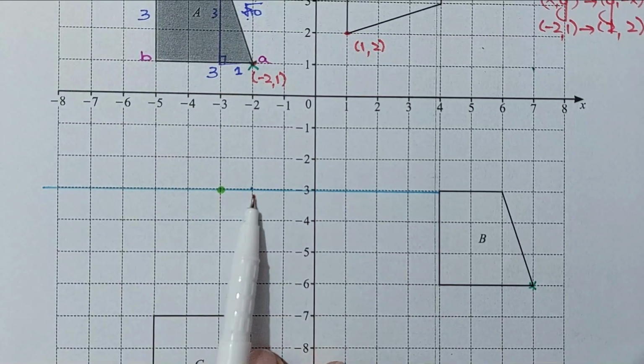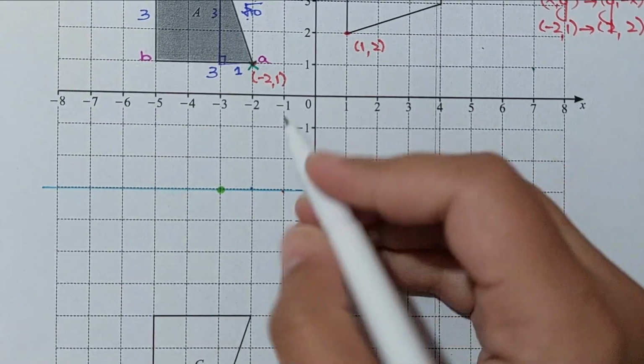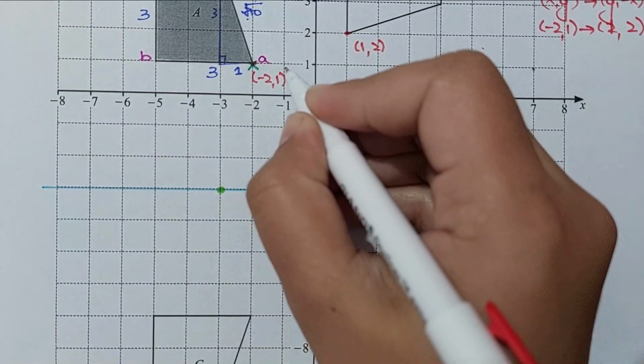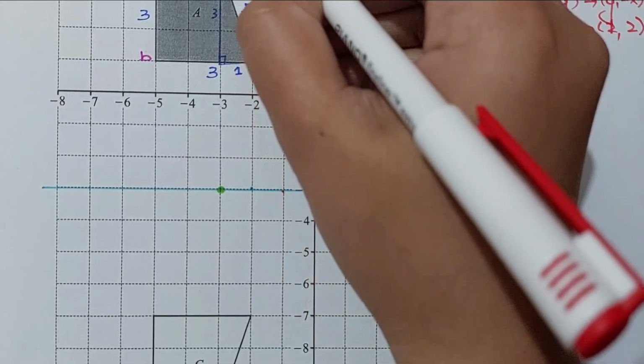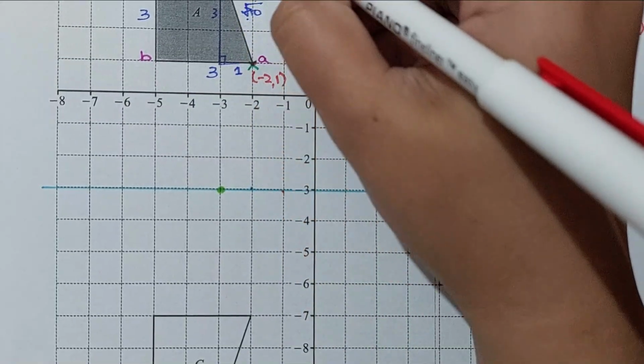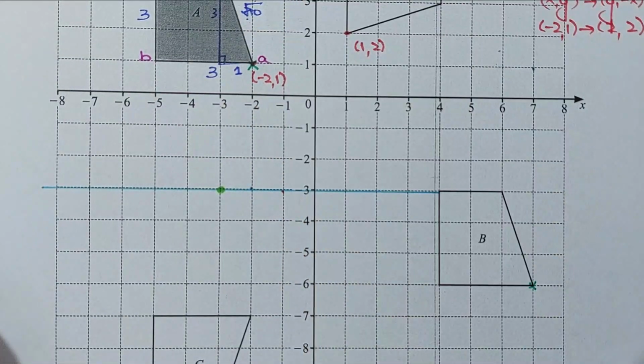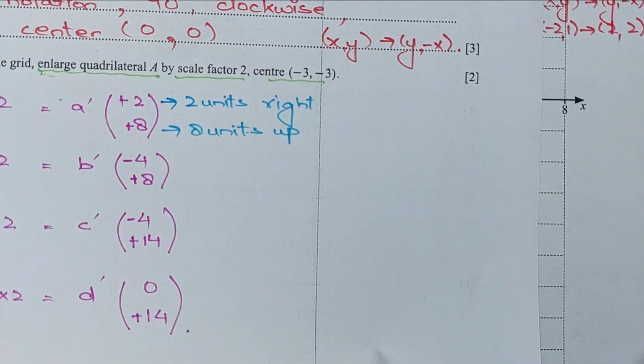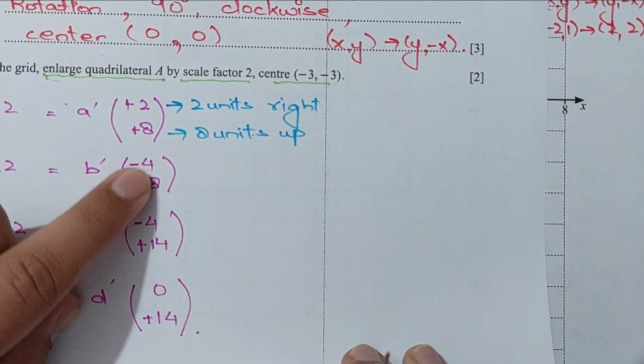2 units to the right, 1 and 2 over here, and 8 up. 1, 2, 3, 4, 5, 6, 7, 8. -1 and 5 is the coordinate. The next is -4 and 8, which means 4 units left and 8 units up.